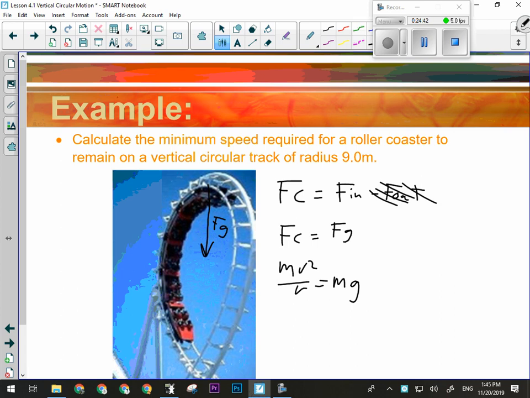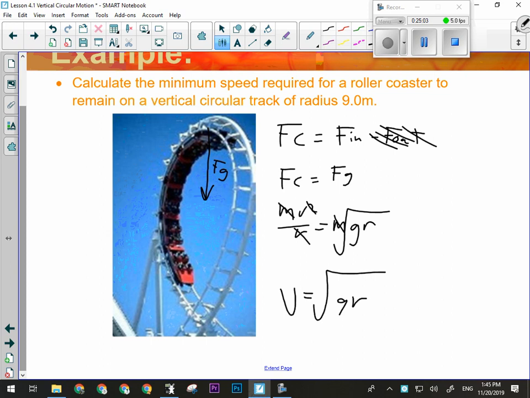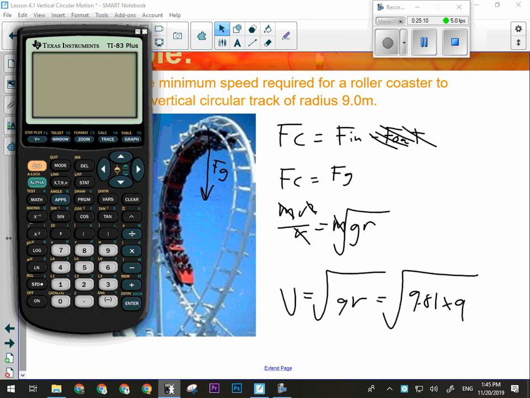Have we had that come up a bunch of times already? Yeah, okay, it comes up all the time. All right, so we're looking for the minimum speed. So we're solving for v. So I'm going to multiply both sides by r. m is going to cancel, and I'm going to square root. We've had that formula as well before, right? v is the square root of rg. Okay, so that's going to be 9.81 times 9. Okay, so we'll have the square root of 9.81 times 9.